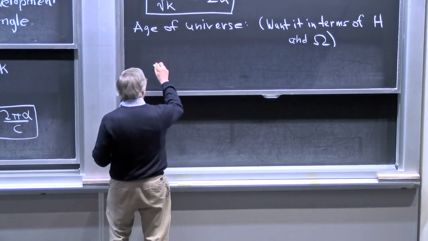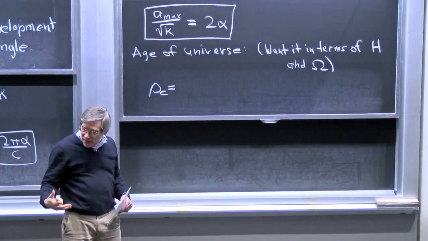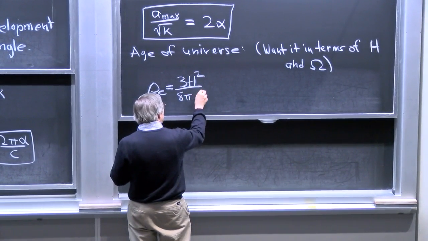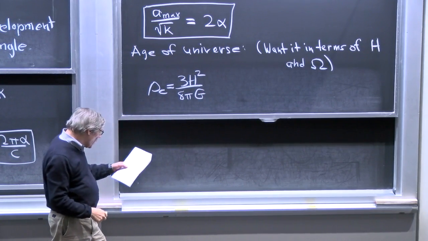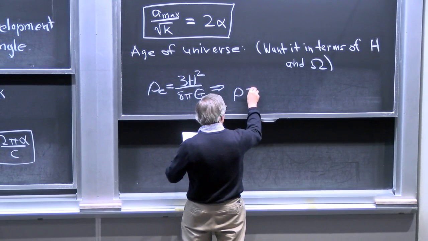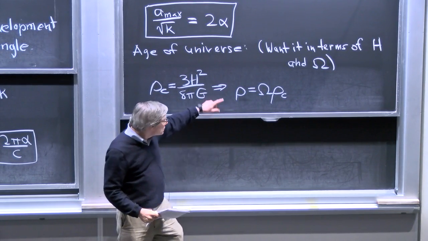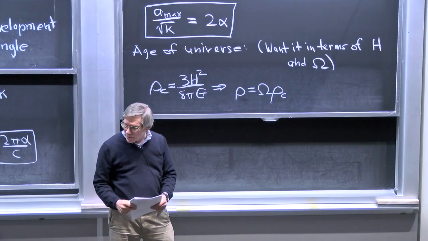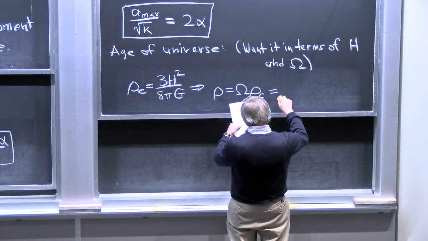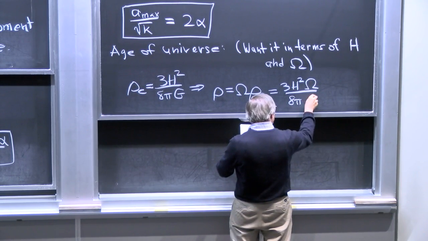OK, so first, we need to remind ourselves what omega is. The critical density is defined as that density which makes the universe flat. And we've calculated that the critical density is equal to 3H squared over 8 pi times Newton's constant, capital G. We can then write the mass density rho as omega times the critical density, which is just the definition of omega. Omega is rho divided by rho c, the actual mass density divided by the critical density. And putting in what rho c is, we can express rho as 3H squared omega divided by 8 pi G.